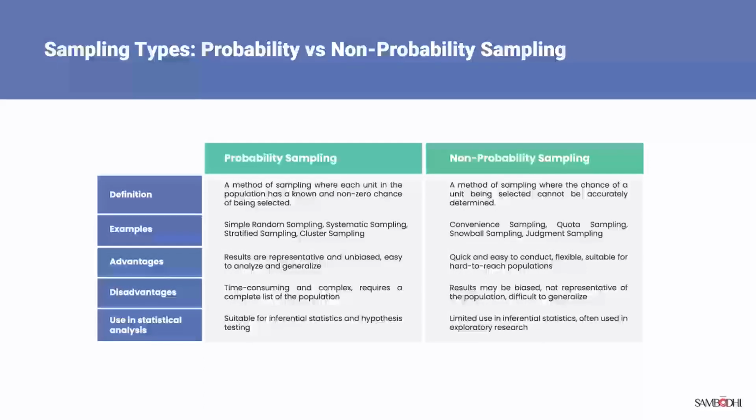Now we have non-probability sampling, a method of sampling where the chance of a unit being selected cannot be accurately determined. Its use is limited to inferential statistics and is often used in exploratory research. This method is quick, easy to conduct, flexible, and suitable for hard-to-reach populations. But the results derived from this method may be biased, not representative of the population, and difficult to generalize. Some of its examples include convenience sampling, quota sampling, snowball sampling, judgment sampling, among others.